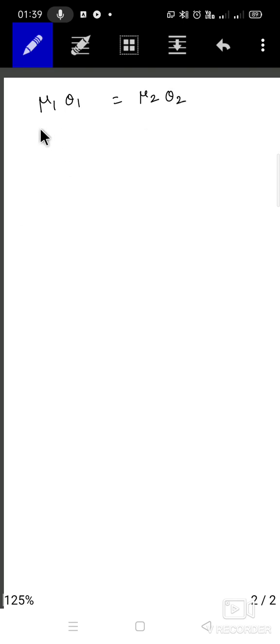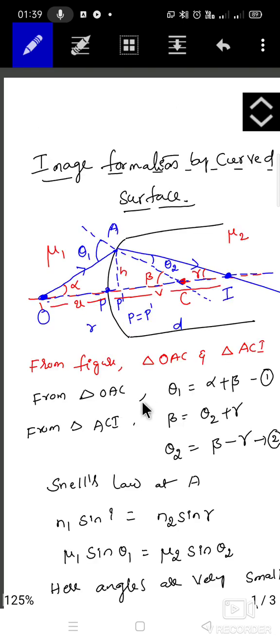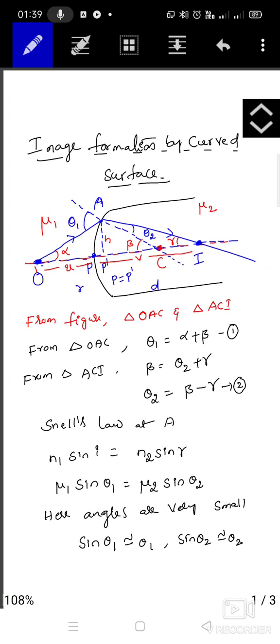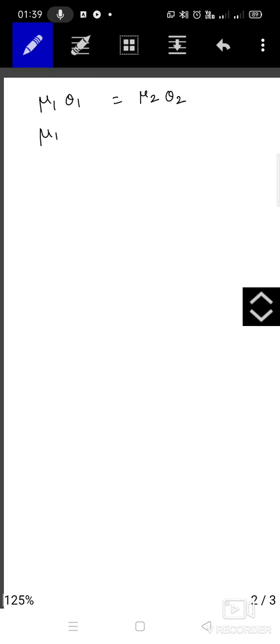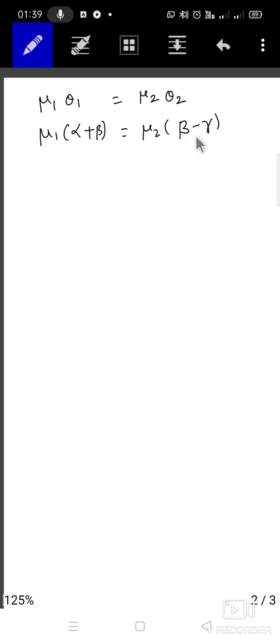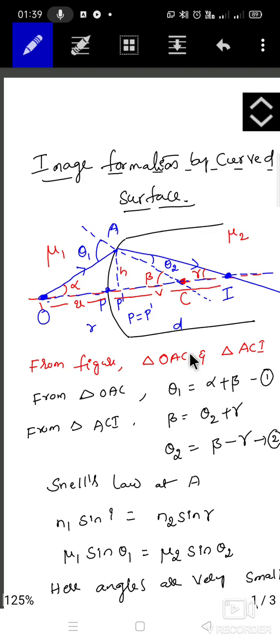Here theta 1 can be considered as alpha plus beta, and theta 2 is equal to beta minus gamma. Now we substitute those values: mu 1 into alpha plus beta is equal to mu 2 into beta minus gamma.